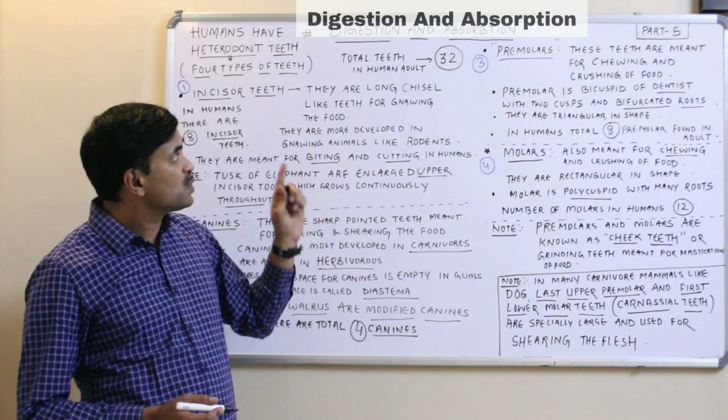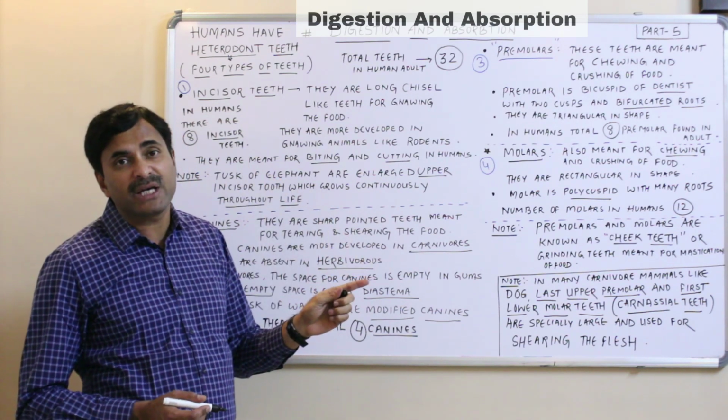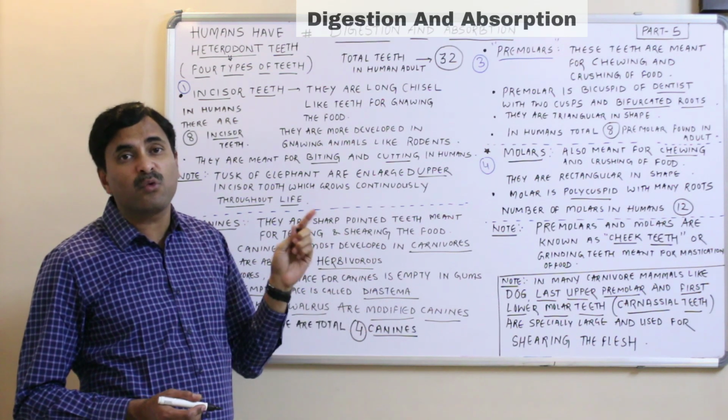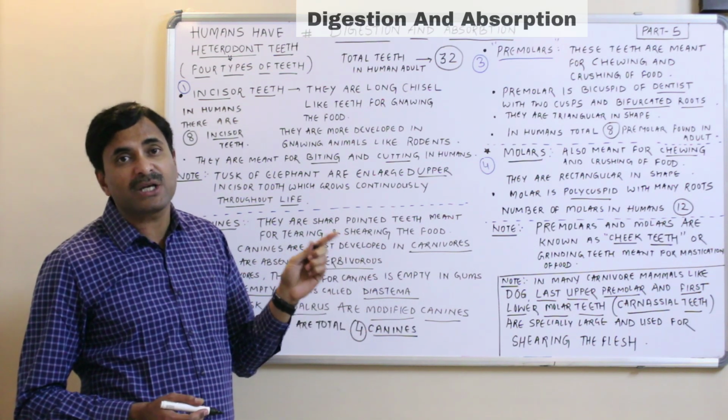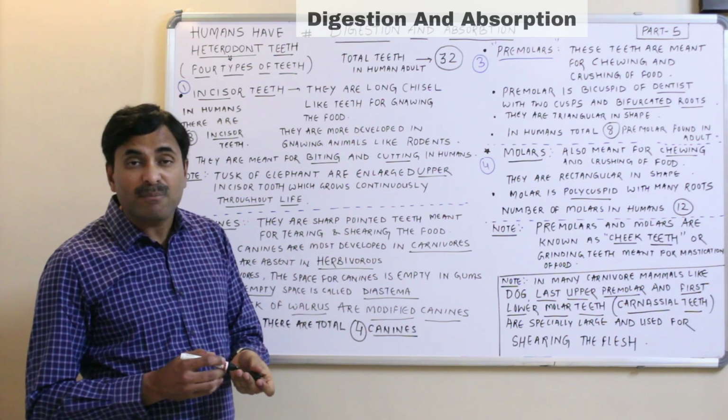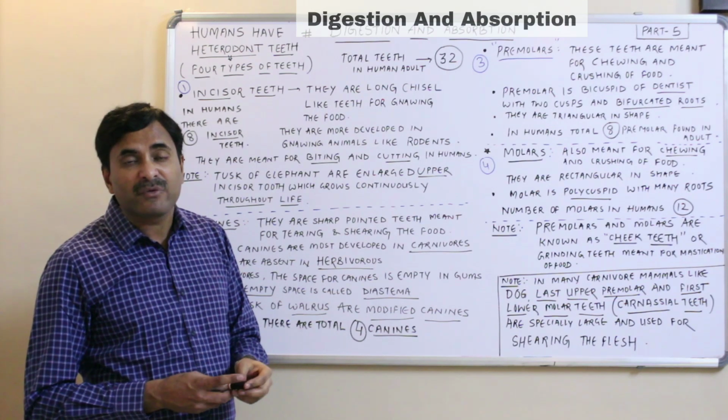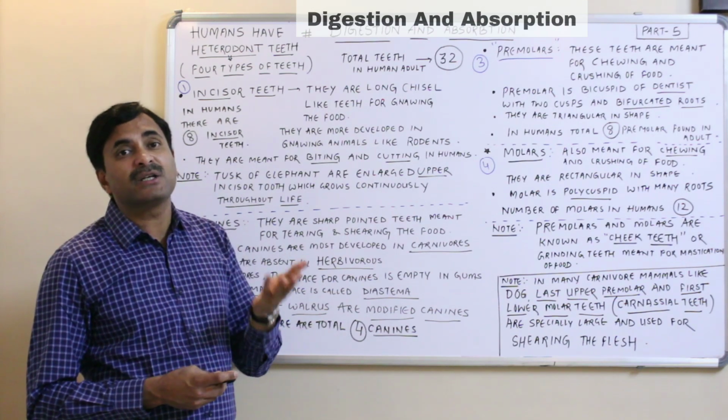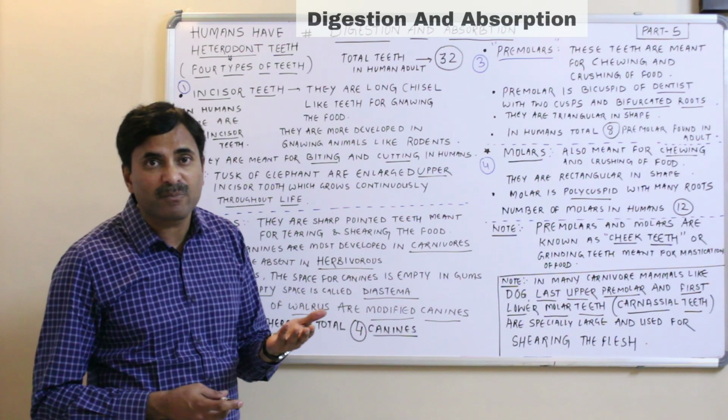Is it clear? So in this video today we have discussed the 4 types of teeth: incisor, canine, premolars and molars found in human beings, which are technically termed heterodont teeth, okay.